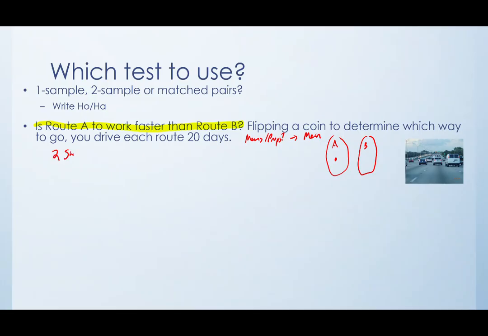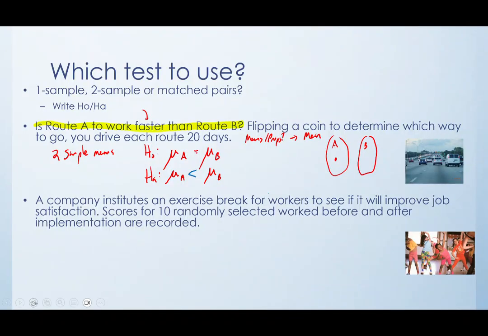So two sample means, which means our null is just going to be that the mean for route A is equal to route B, because the null is always that there's no difference, that the two things are the same. Now our alternate is going to come from the question that I highlighted. Is route A faster? And this is a little tricky, because you got to think about time. Faster means less time. So that means our symbol in the middle is going to be a less than, because it's faster. Okay, and that's as far as we're going on this one.